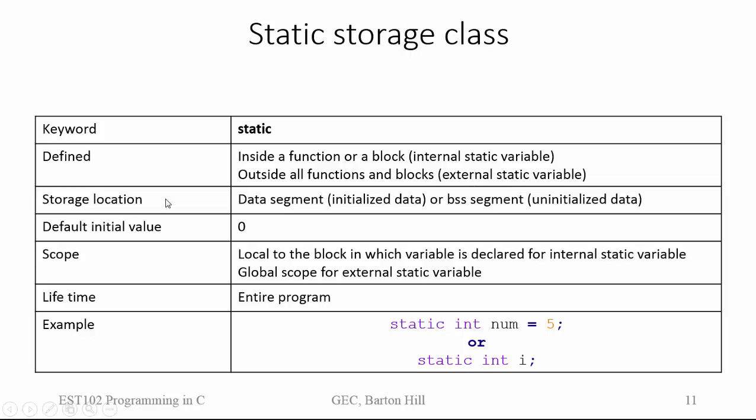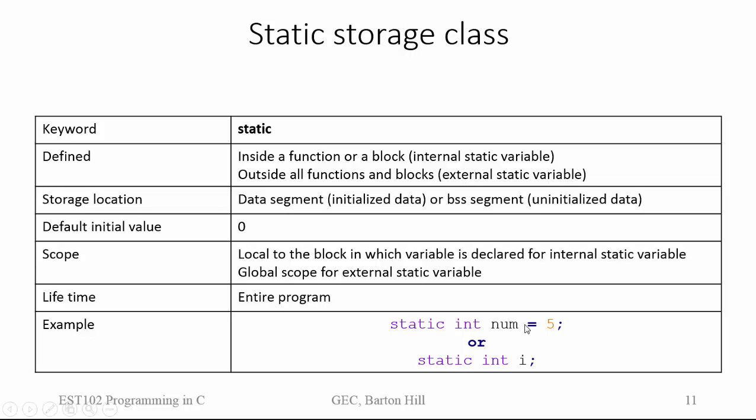Okay. Now its storage location is in memory, in the place called the data segment for initialized data or the BSS segment for uninitialized data. Then the default initial value of static variables is 0. Then scope: local scope for internal static variables and global scope for external static variables, that is they will be accessible throughout the program. Throughout the program means if we have a prog.c, then this global or external static variable will be accessible throughout the file prog.c. Okay, then the lifetime of a static variable is the entire program. So always remember, a static variable, whether it is local or global, will have a lifetime of the entire program.